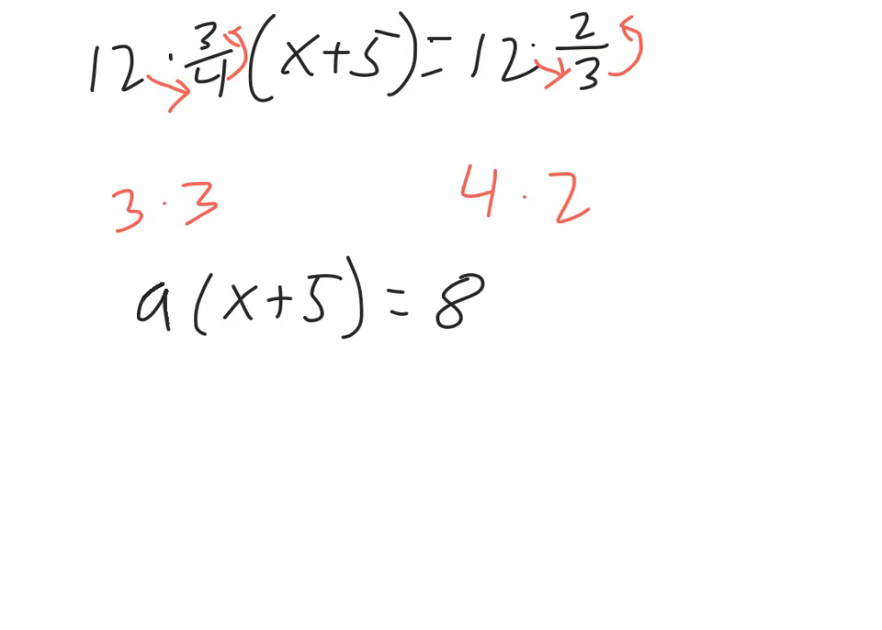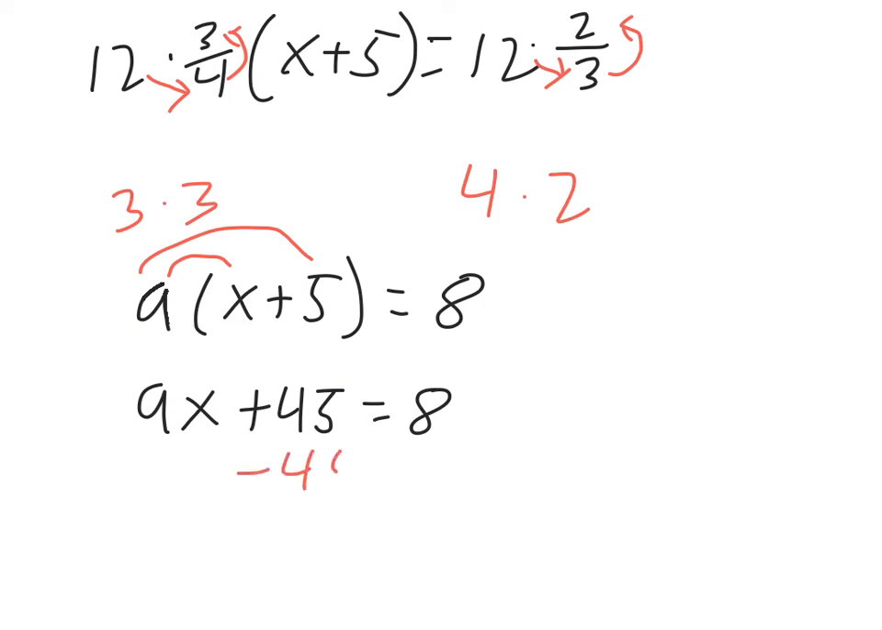So now we use the distributive property and multiply 9 times x and 9 times 5, because x plus 5 is in parentheses, and that will give us 9x plus 45 equals 8, and then subtract 45 from both sides. That will give us 9x equals negative 37.